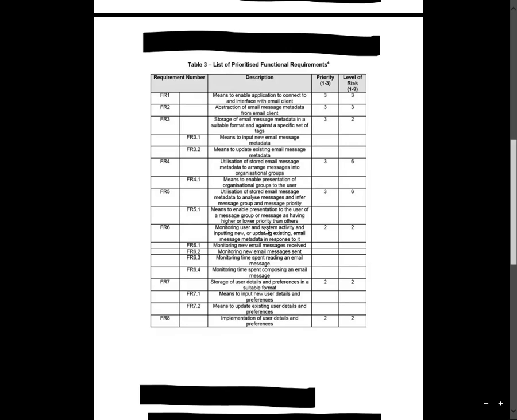So let's now look, and hopefully you'll realize that there are some important naming conventions and information in this list. I'm just going to give you some hints about the grammar used here. A means to enable, abstraction of, storage of, a means to, utilization of, monitoring user, monitoring, storage of, implementation. So you're seeing there are some keywords here that relate to what they're doing: a method for doing something or storing something or enabling something to happen.